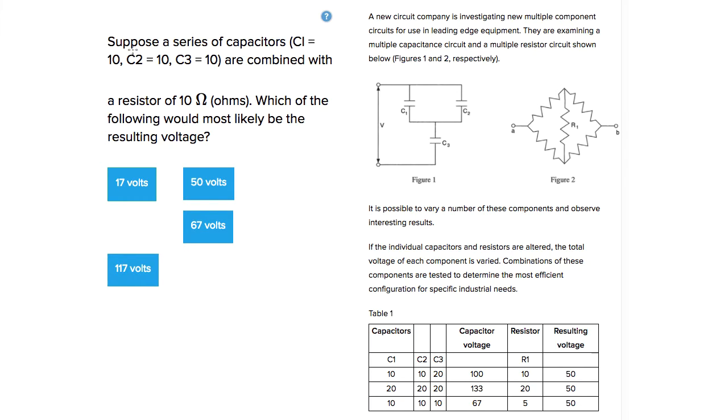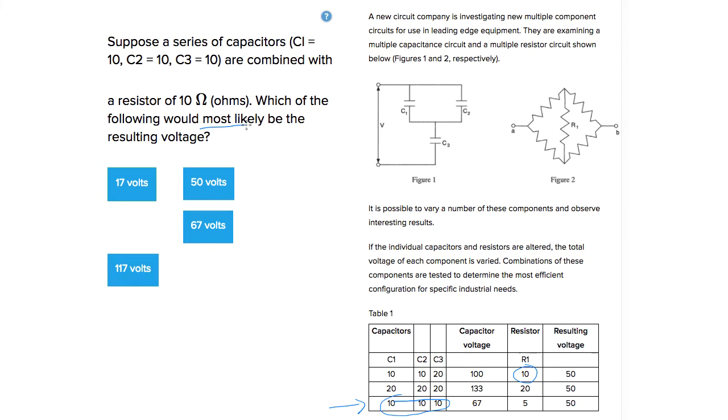This question asks, suppose a series of capacitors, C1 equals 10, C2 equals 10, and C3 equals 10. Okay, now I'll stop right there because that puts us down here. All right, this is where those values are combined with a resistor of 10 ohms. So we're going to find that right here. Which of the following would most likely be the resulting voltage?